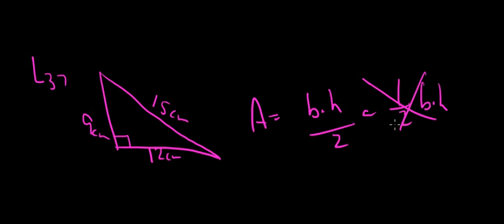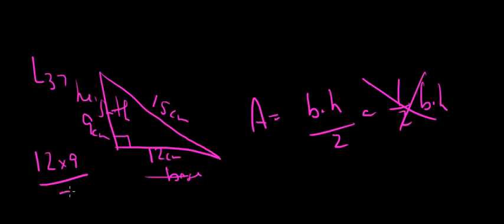But this is kind of confusing, so most people just understand this: area equals base times height over 2. Remember now, this is my base, what it's sitting on. This is my height right here. So I'm going to take 12 times 9, and divide that by 2. And that's going to be my answer. Hope that makes sense for you. And we're going to move on.